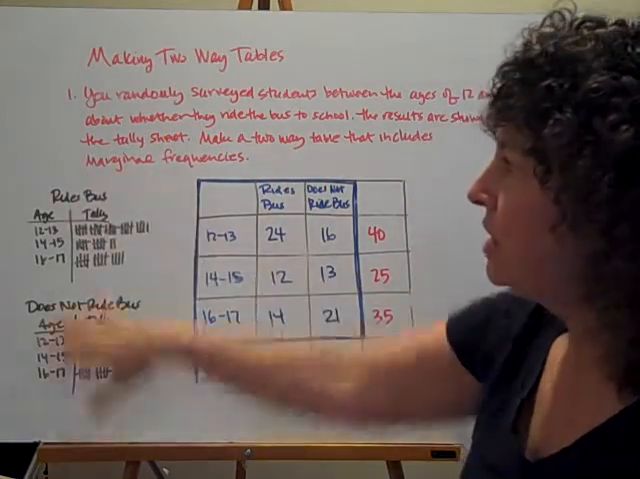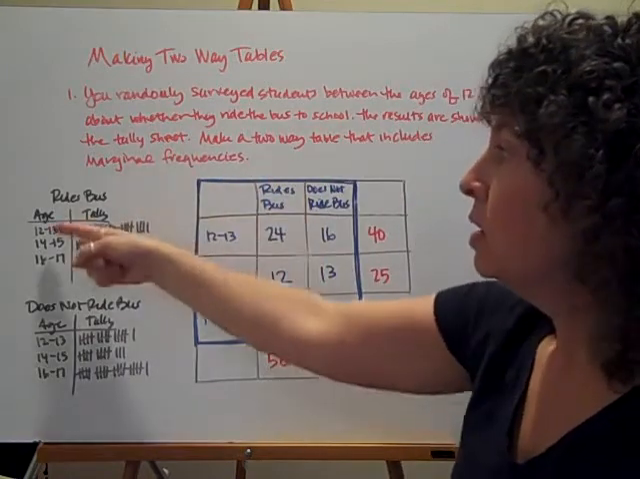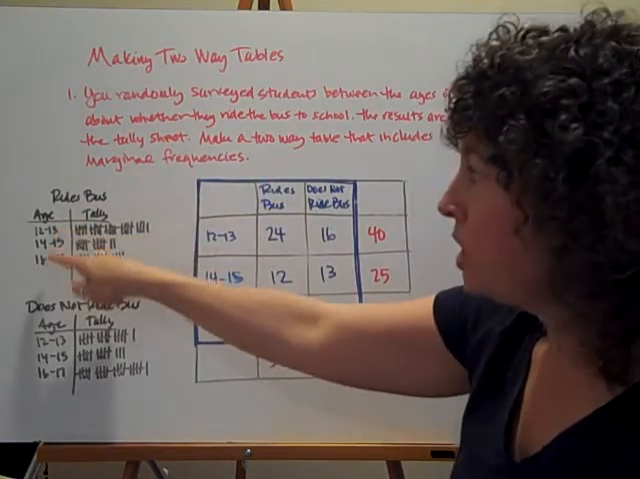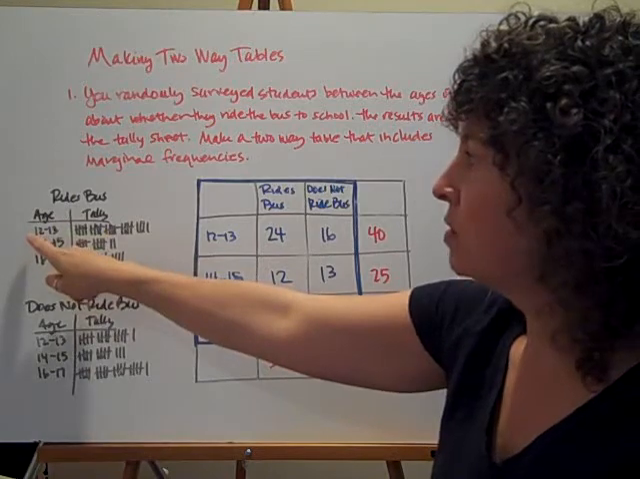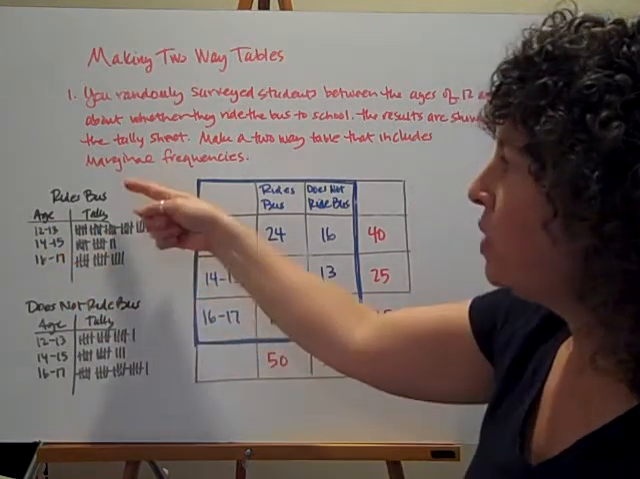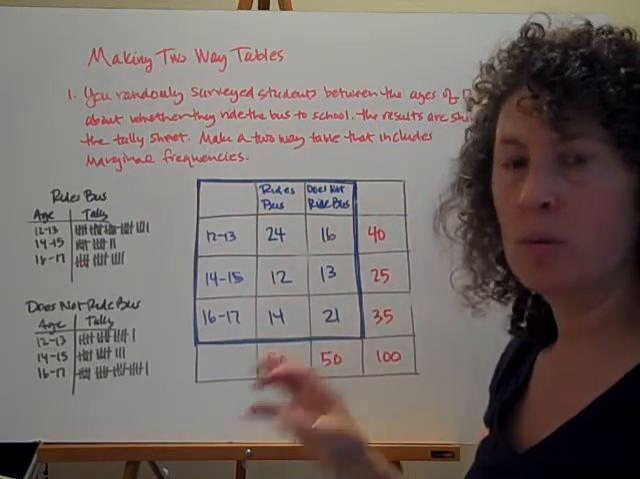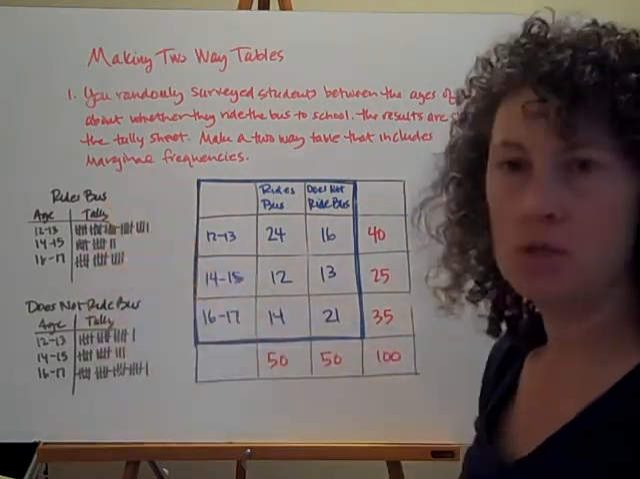So here's our tally sheet over here. We asked students two questions. One, what was their age? We've grouped them into categories: 12 to 13, 14 to 15, 16 to 17. And then we asked, did they ride the bus or did they not ride the bus? So there are two questions that divide this into two parts.